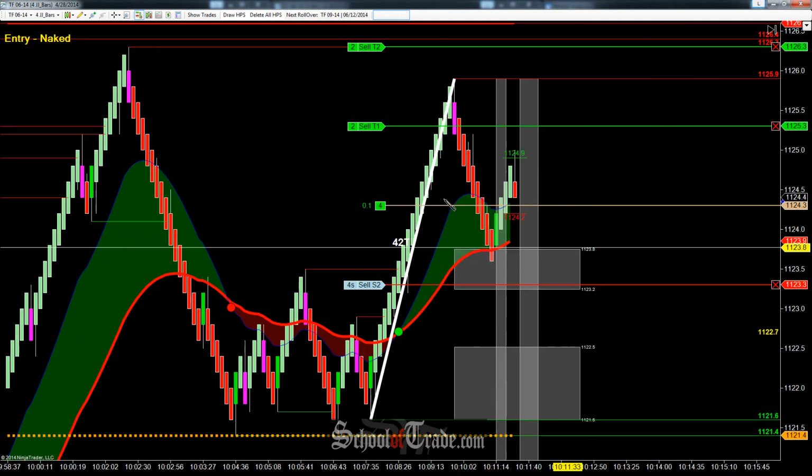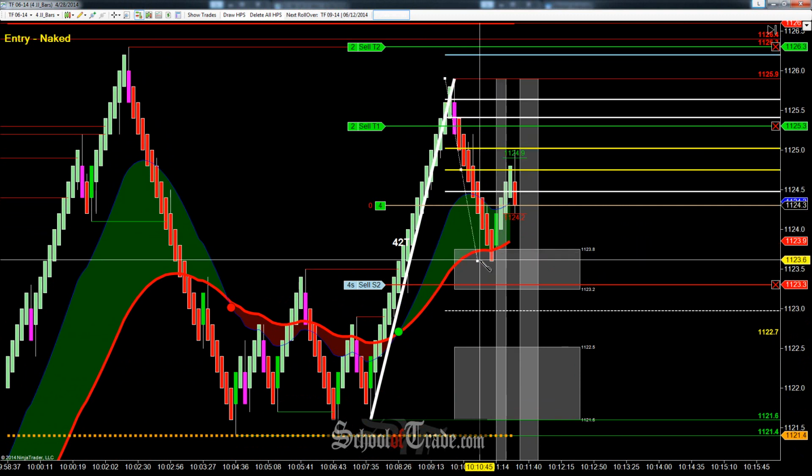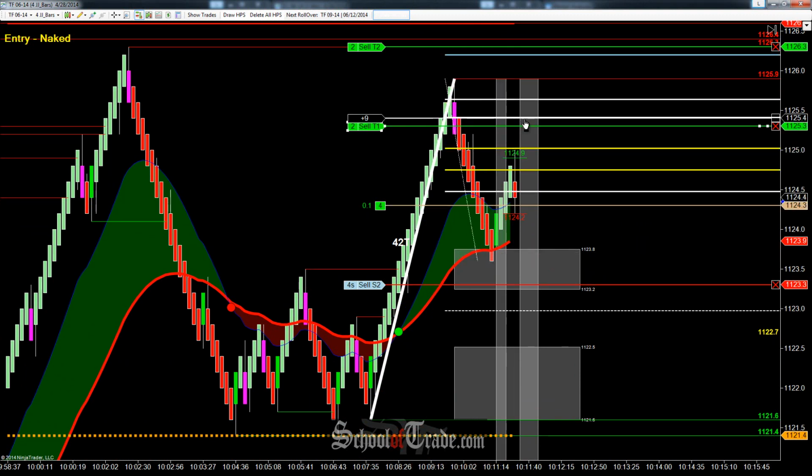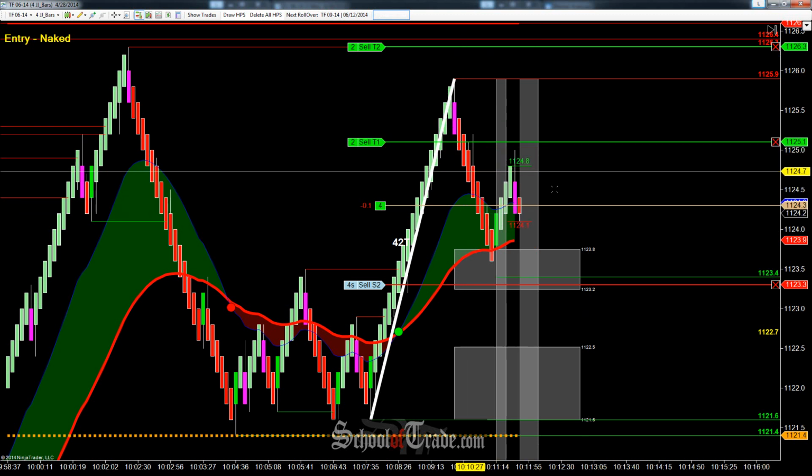Now this rejection higher has offered us a nearly perfect, and actually at this point, a perfect wave pattern entry. So we just got triggered in here at 1124.3. Now in order to get that first target on there, we want to go to the opposing last chance zone here. So let's just adjust this. We'll go a couple ticks ahead of that here at 1125.1 for that first target.